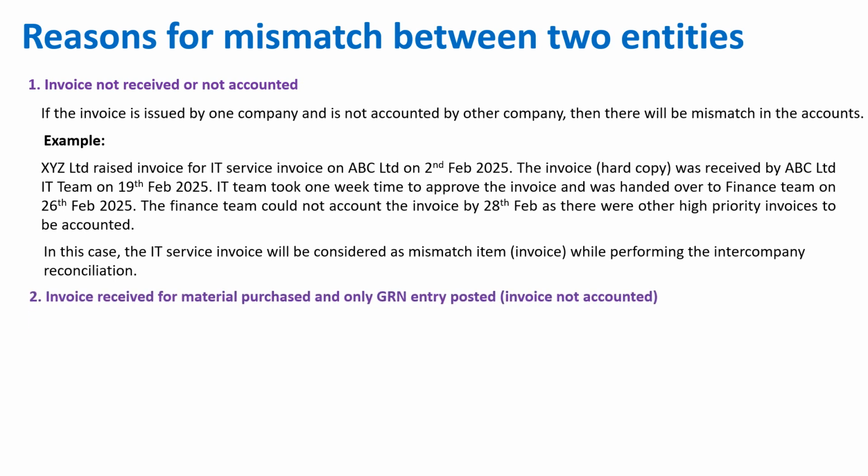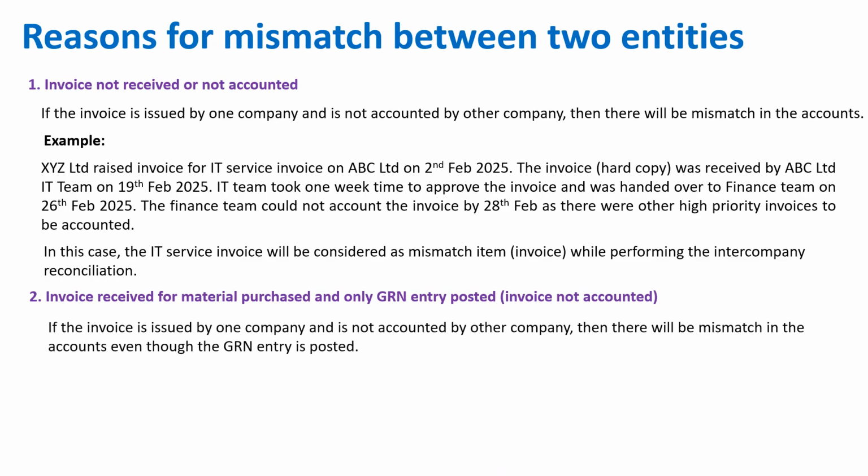Second point, invoice received for material purchased and only GRN entry posted. Okay, very important while doing this reconciliation. If the invoice is issued by one company and is not accounted by the other company, then there will be a mismatch in accounts even though the GRN entry is posted. And the GRN entry is generally posted in case of material purchase, right?